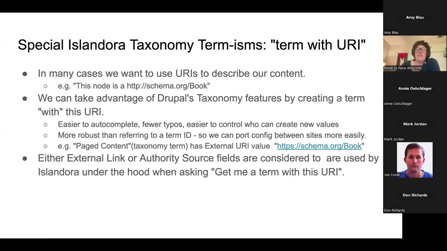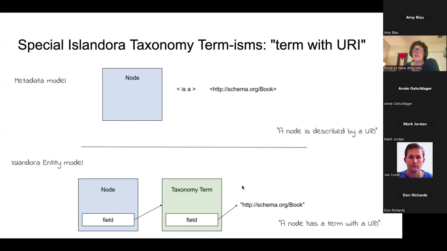So this takes advantage of Drupal's taxonomy features. It allows us to autocomplete things a lot better, so there's fewer typos. It's easier to control who can make new values, so you can control the list of allowed terms. And having a URI is more robust than referring to the term ID if you want to be able to share your configuration between different sites.